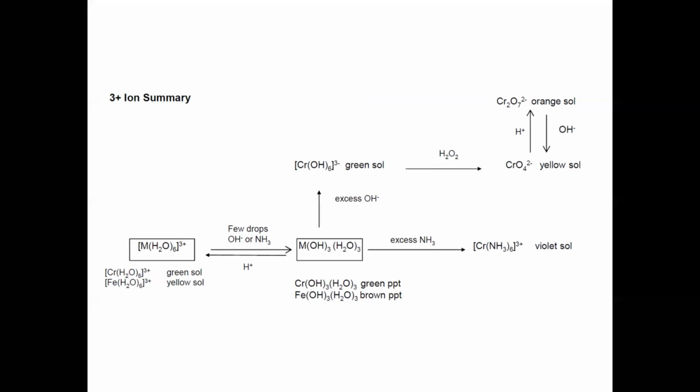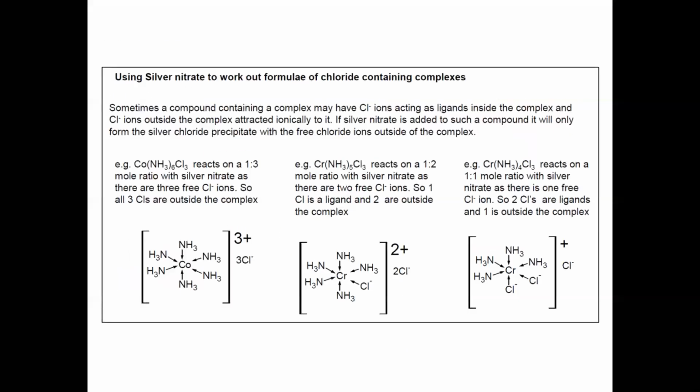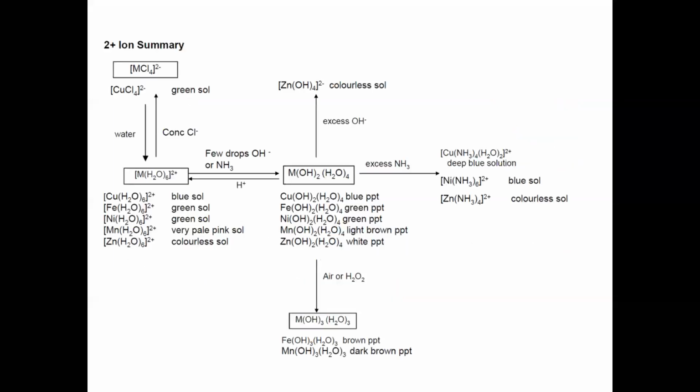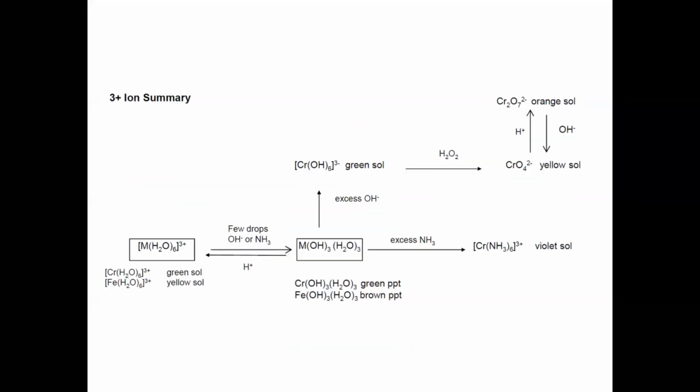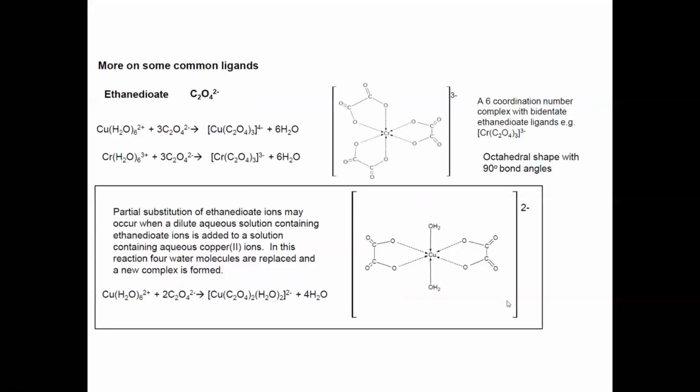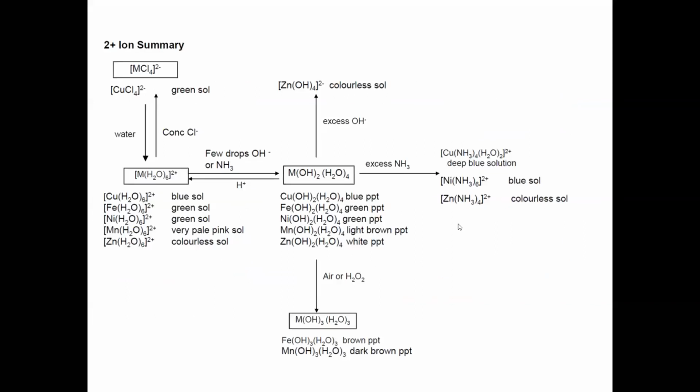So this is a total summary for plus 3 ions. This was a summary for plus 2 and this is for plus 3. So you have to memorize these tests for the complex ions of transition elements.